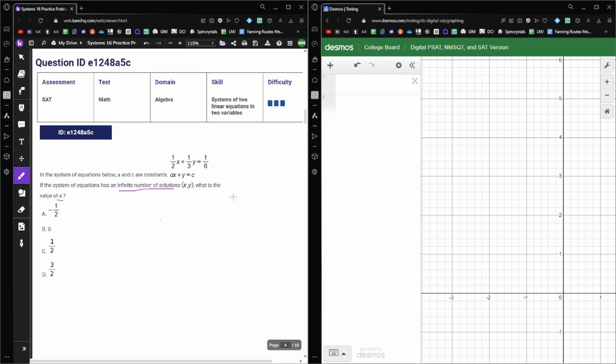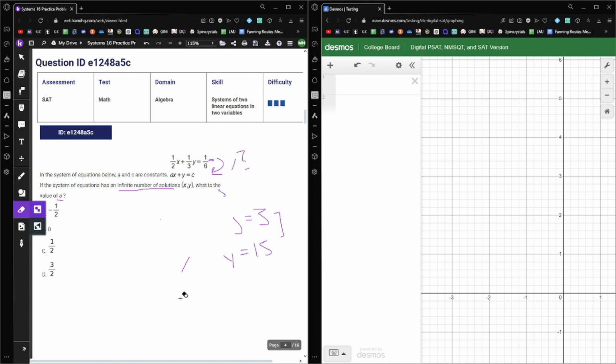So if you remember an infinite number of solutions, let's say I had x plus y equals 3. Now if I multiply this entire thing by 5, then we have 5x plus 5y is equal to 15. These two things are still going to be the exact same, and they'll have an infinite number of solutions. So basically, what do we multiply this first equation right here by to get to this equation? So times what?